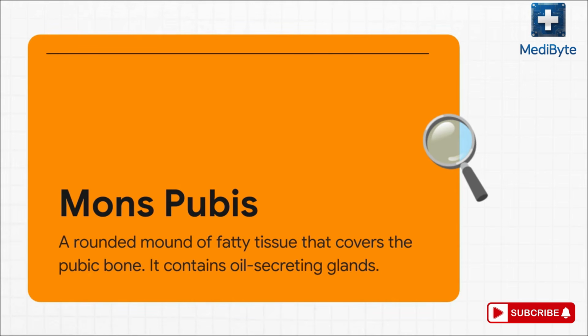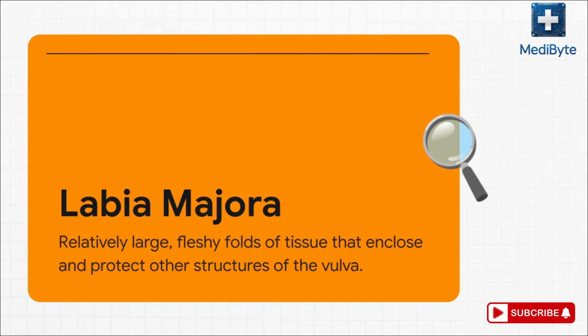What's so interesting about it is that it has a dual role. Of course, it provides some physical cushioning, but it also contains these special glands that release pheromones. Those chemical signals that can play a part in sexual attraction. Pretty fascinating, right? Moving down, we have the labia majora. You can think of them as the outer lips. And a great way to remember their function is to think of them as the gatekeepers. Their main job is to enclose and protect all the other, more delicate structures inside. Plus, they also have sweat and oil glands that help out with lubrication.